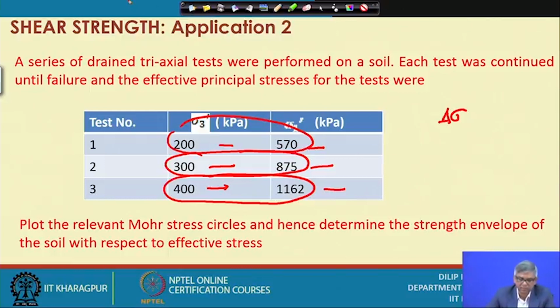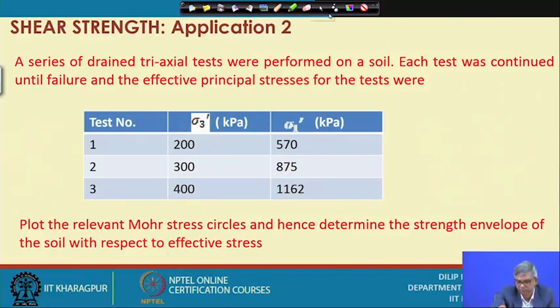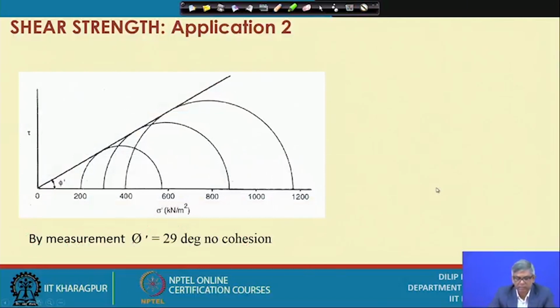So, let me take the next slide, and you can see this now. The first circle: 570. So, this is 600, so less than that. Sigma 1 is 570 and sigma 3 is 200. We know these are the two principal stresses, and they will be on the x axis, and the distance between them is the diameter of the circle. Considering this as diameter, I can find the midpoint and complete this circle.